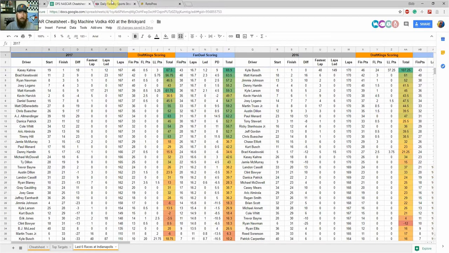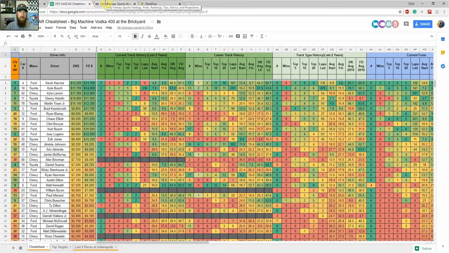So first, a little bit of news. Practices were rained out this weekend, so they're going to be going without practice. Qualifying was also rained out, so the field is set by owner points. So keep in mind that it's a little bit more of a wild card this weekend because we've got no practice times to go off of and qualifying set by owner points.